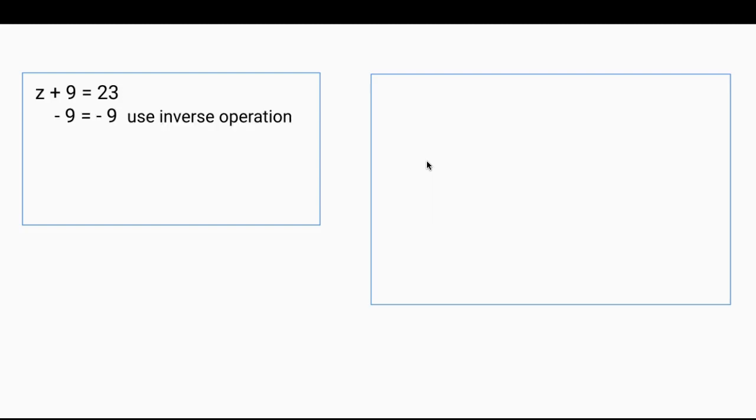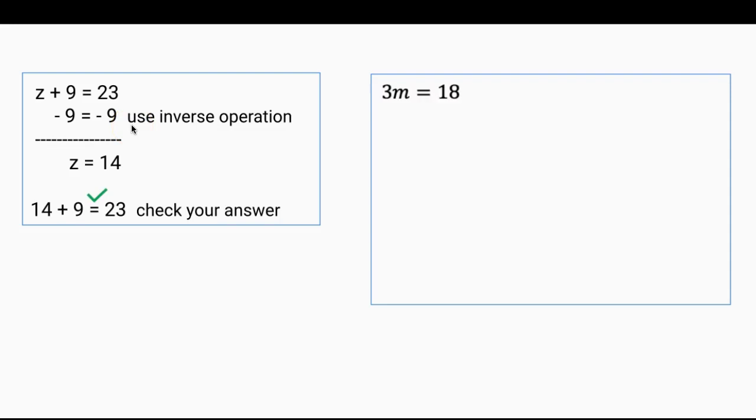So, if we're looking at this, the inverse of addition would be subtraction. So, we subtracted 9 from both sides. That gave me a 0 pair right here. And we're left with 23 minus 9, giving us z is 14. And of course, we can check our solution.